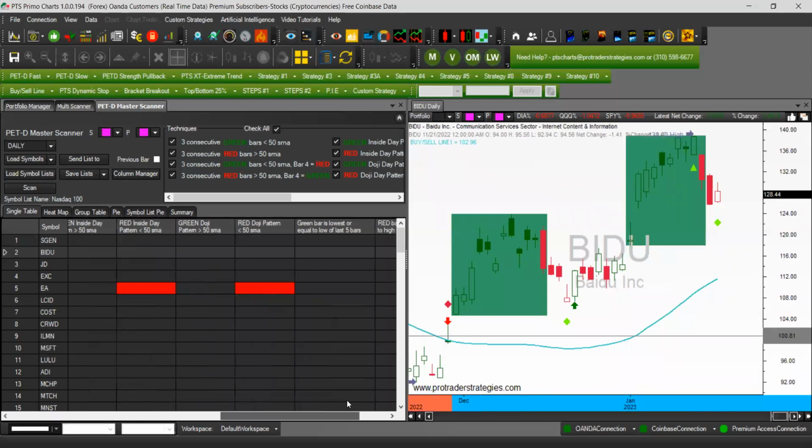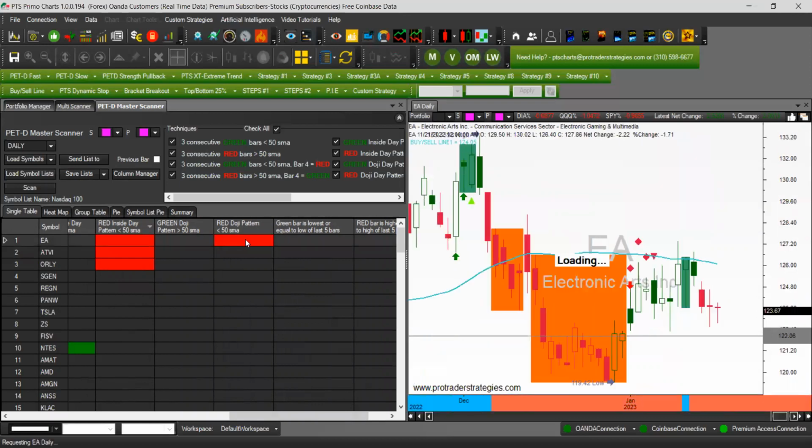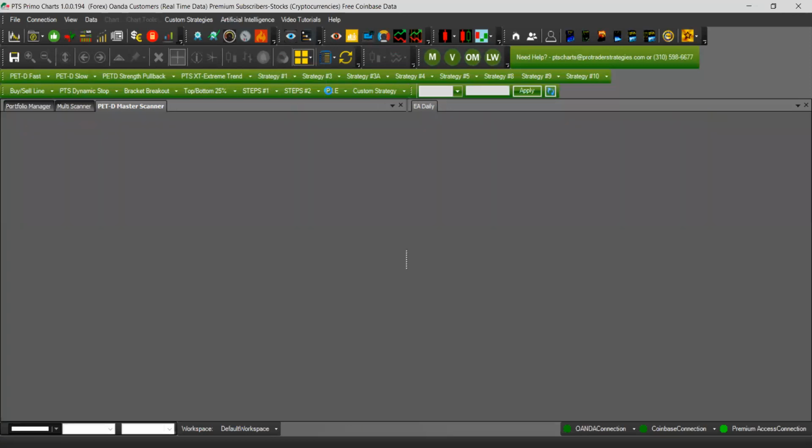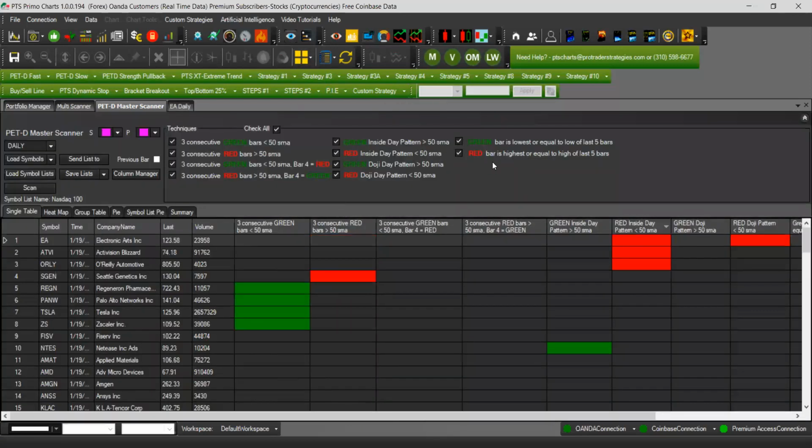You also have, for example, this inside or doji pattern, this EA. So this EA has an inside pattern below the 50-day moving average and also a doji pattern below the 50-day moving average. So all of these techniques in total, there are 10 techniques that are explained in the course for the PETD Master Scanner. It is going to be a great addition if you have already bought the PETD, which comes with the PETD fast and the PETD slow on your charts.